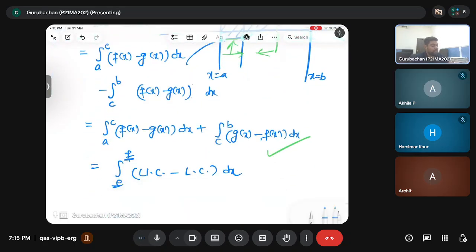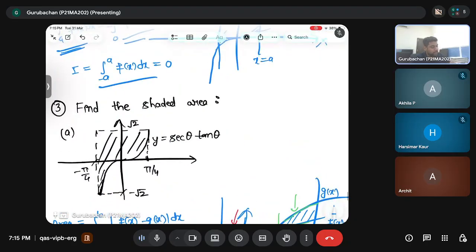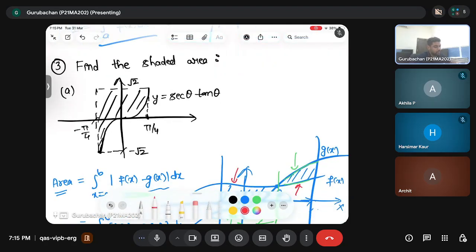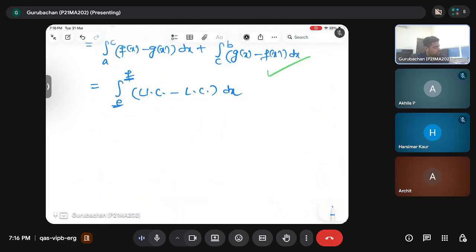Anyway, here, what are the lines that you have to talk about? This is x equal to minus pi by 4. This is pi by 4. This is your first curve, under root 2, and the other curve is this one, sec theta into tan theta. So what is the upper curve? In the whole domain you can see that the upper curve is under root 2 and the lower curve is sec theta into tan theta. Okay, so what will be the area?